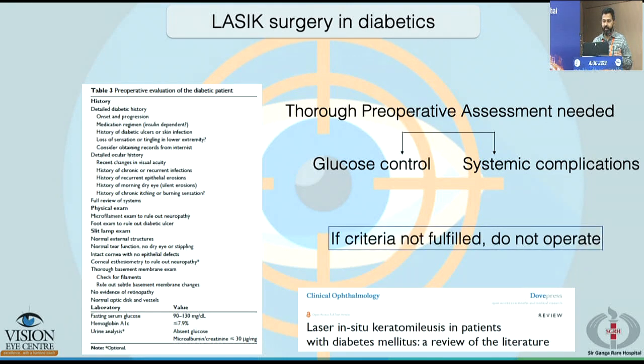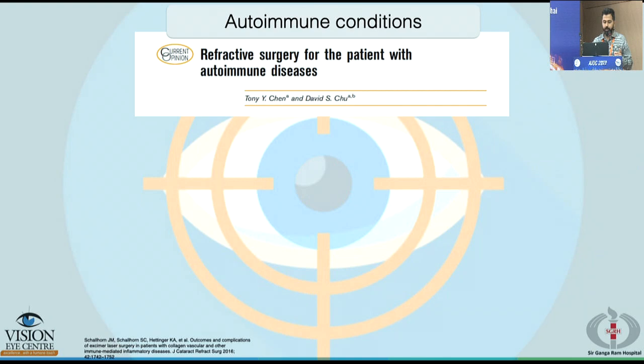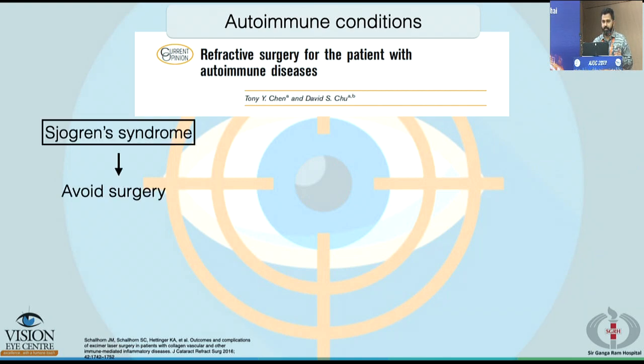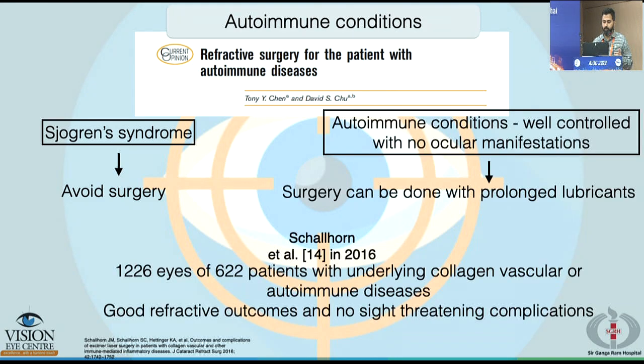Uncontrolled diabetics, again, is an absolute contraindication. Somebody with Sjogren's, completely avoid, because these patients are likely to have severe ocular surface issues later on. Other autoimmune conditions where there are no ocular manifestations or they are well controlled, you can proceed.